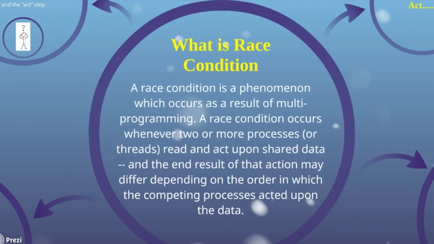First, what is a race condition? A race condition is a phenomenon which occurs as a result of multiprogramming. A race condition occurs whenever two or more processes or threads read and act upon shared data, and the end result of that action may differ depending on the order in which the competing processes acted upon the data.